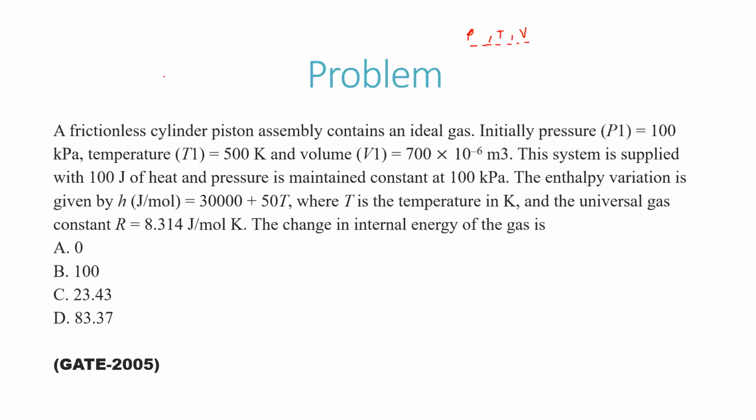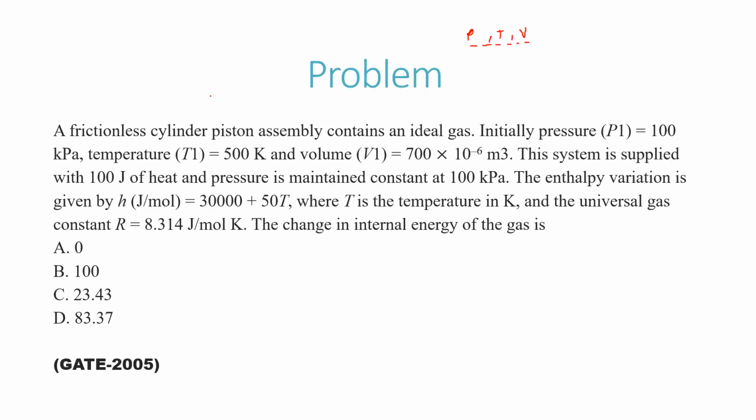So we know that PV is equal to nRT. Hence, the number of moles are going to be P1 V1 by R T1, right? So pressure is 100 kilopascal. Volume is 700 into 10 to the power minus 6 meter cube. Then R is 8.314 kilojoule per kilomole Kelvin, and temperature is 500 Kelvin. So let's balance the units as well along with the value.